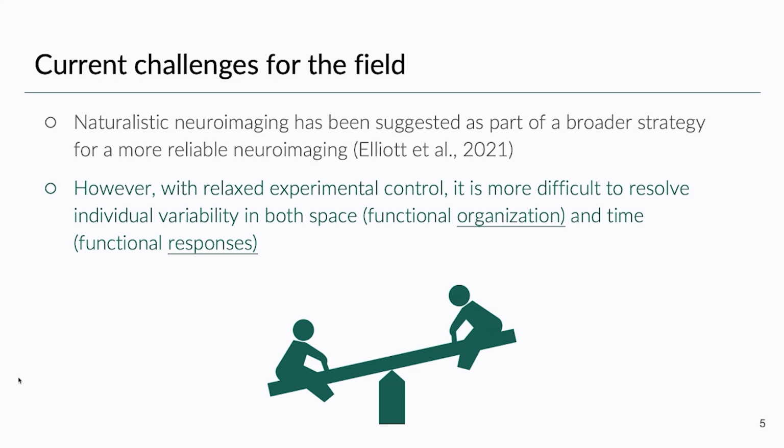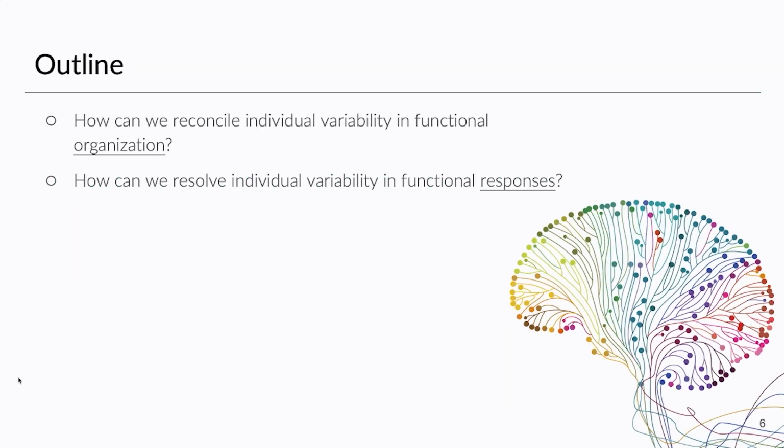And both of these dimensions show different kinds of variability, so being very careful in the computational modeling that we do is something that I think will continue to enable us to draw more individual-specific advances from this very powerful class of stimuli. So I'm going to talk to you today about some work that I've been thinking quite hard about for the last few years along both of these axes. First, reconciling individual variability in functional organization, or functional topography, and then resolving individual variability in functional responses.